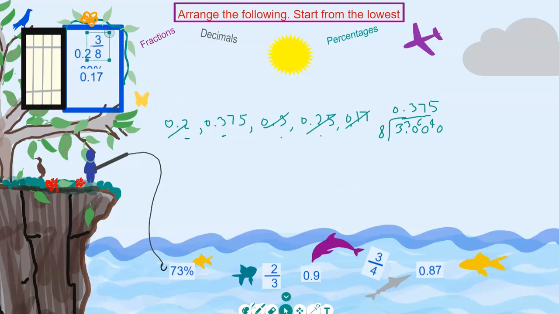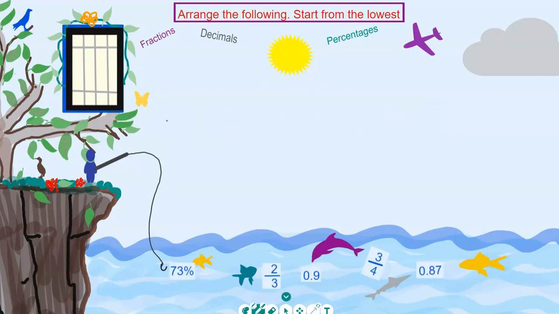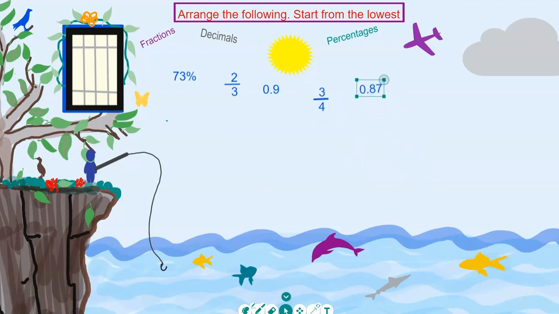And we're just going to close that door. And there you go, and get rid of these working outs. So now we're going to go under the sea. We're going to fish out all these numbers and then put them up so that we can work on them. So now we have 73% up there, and 2/3, 0.9, 3/4, and you have 0.87. Now we're going to change them all to decimals so it'll be easier to compare.